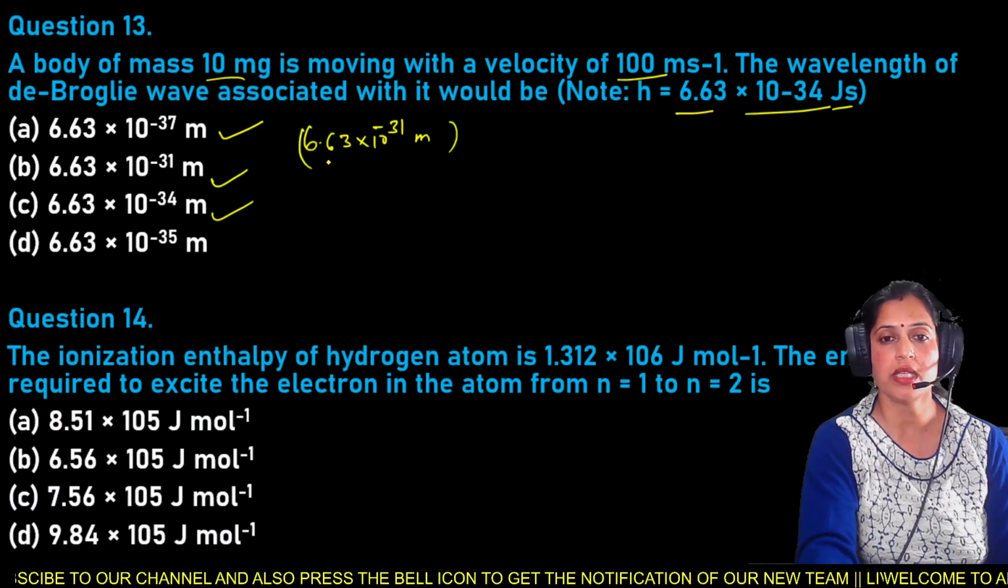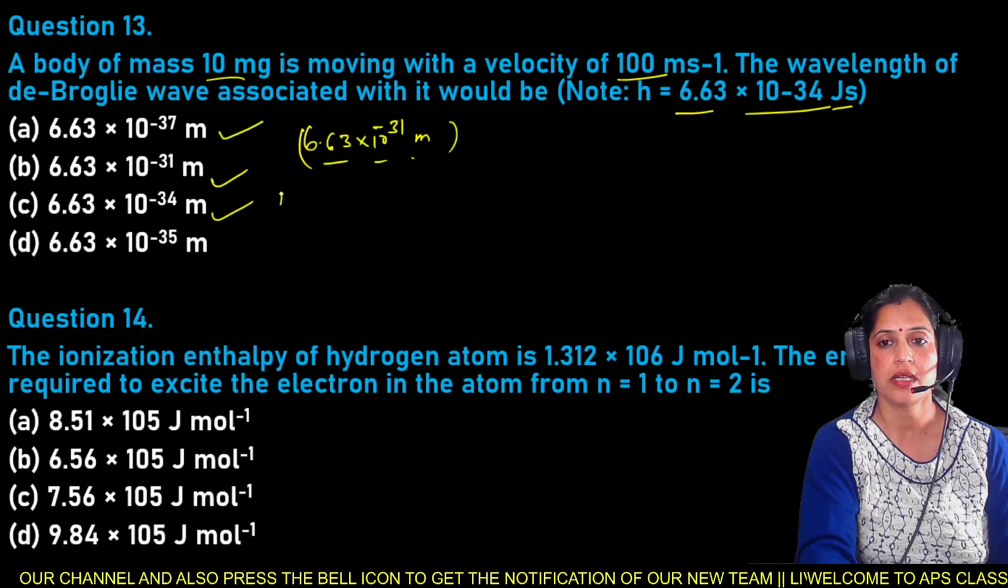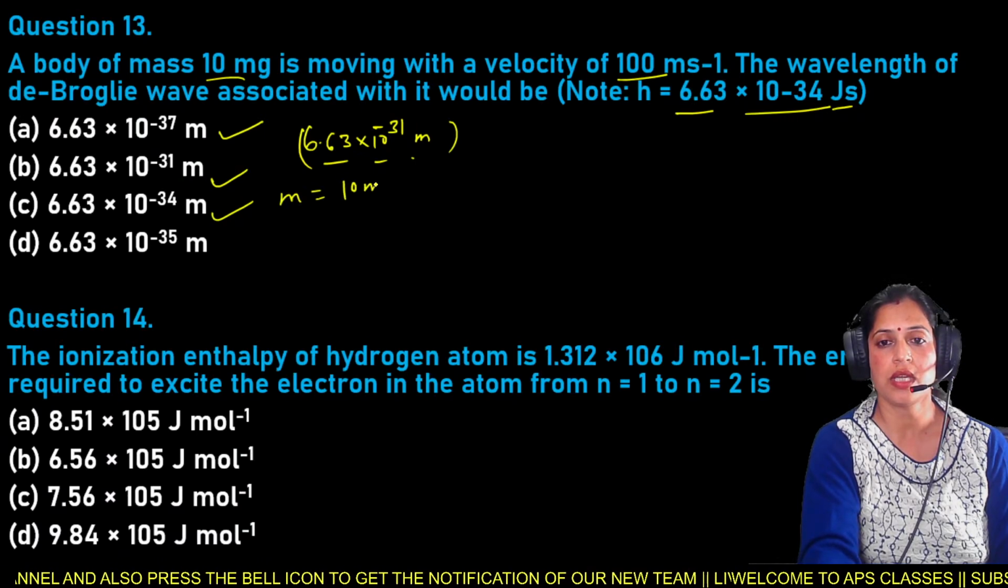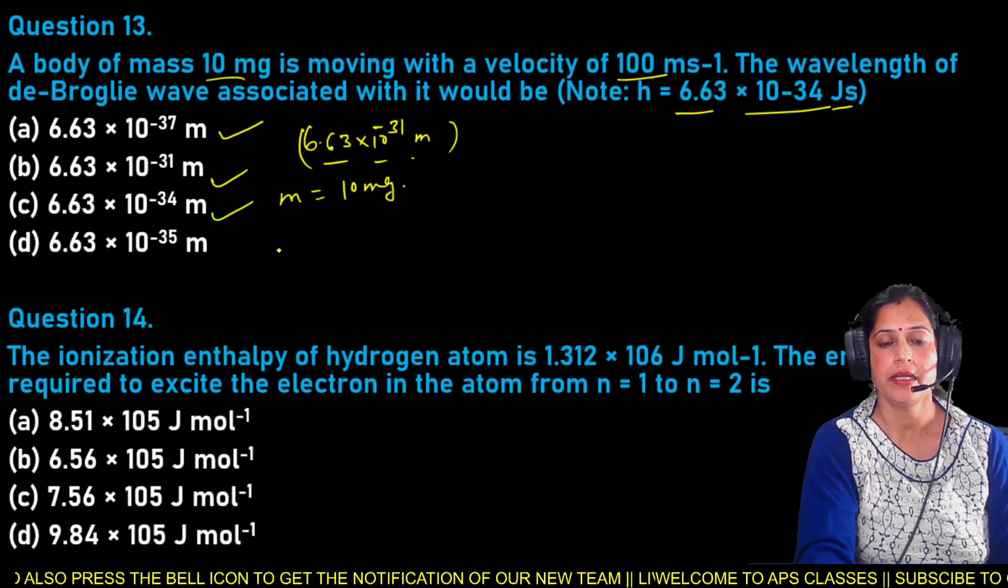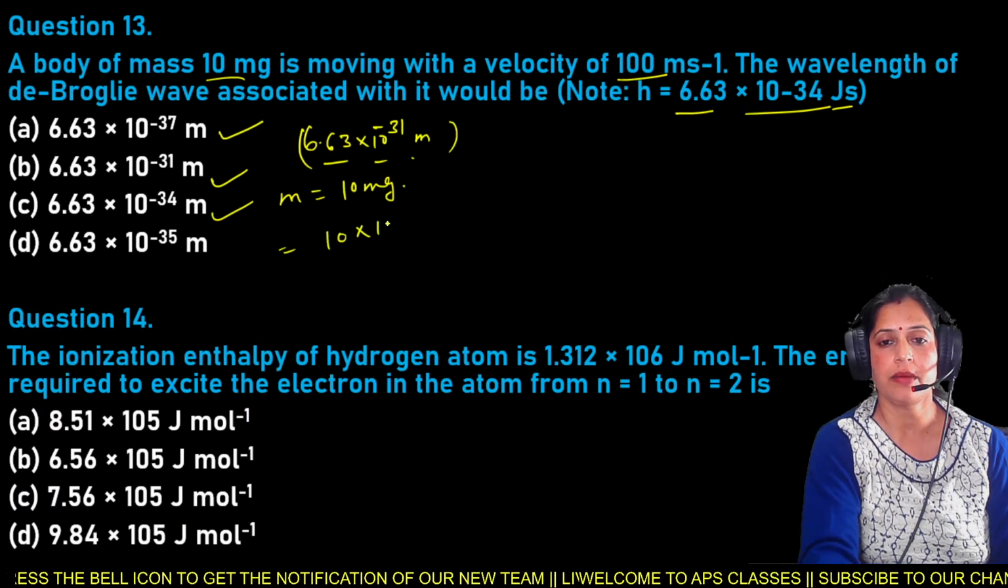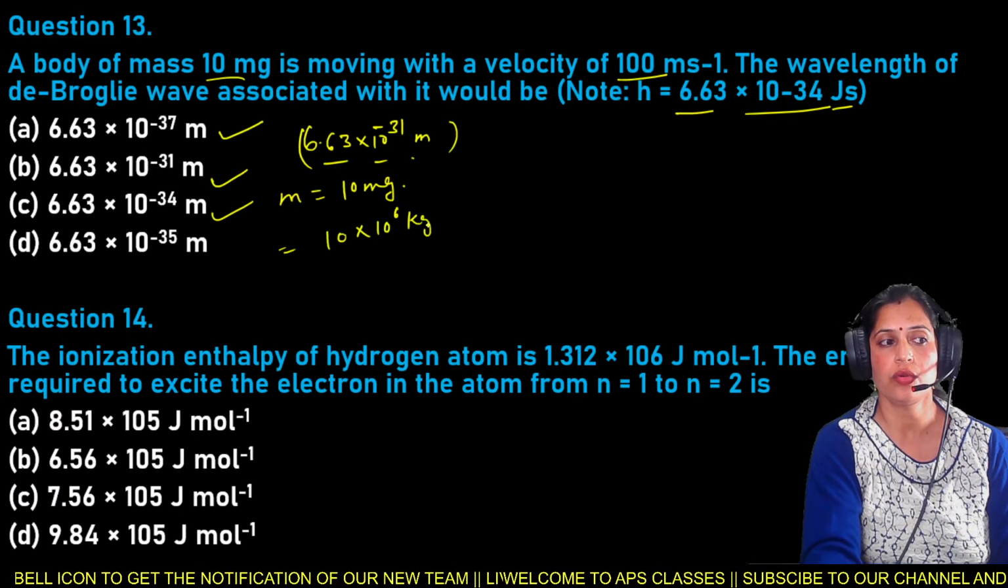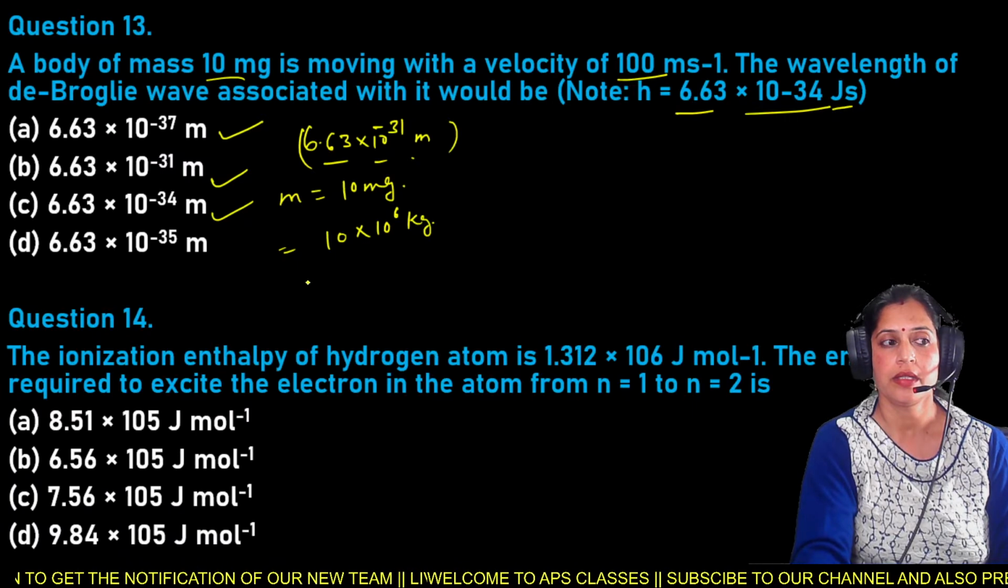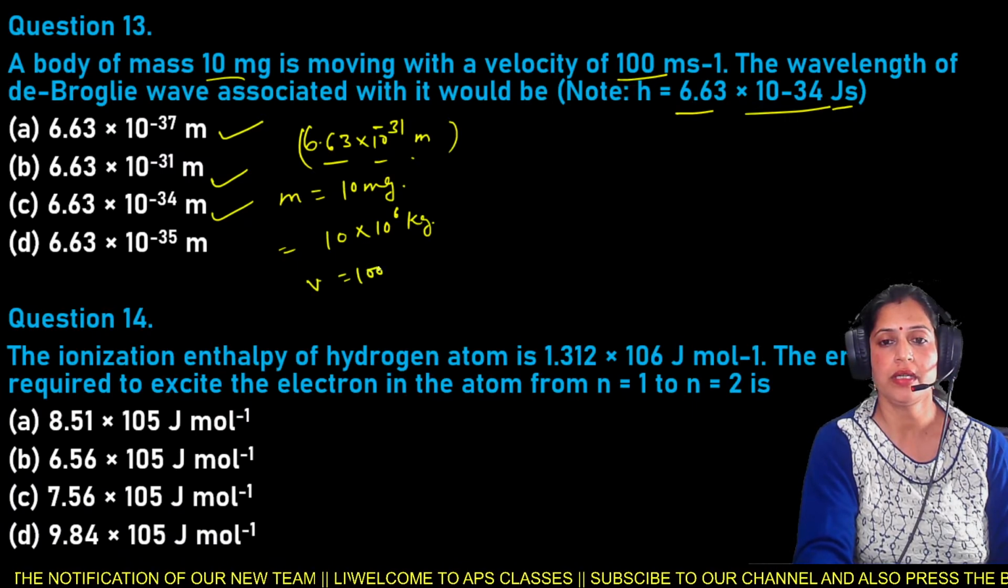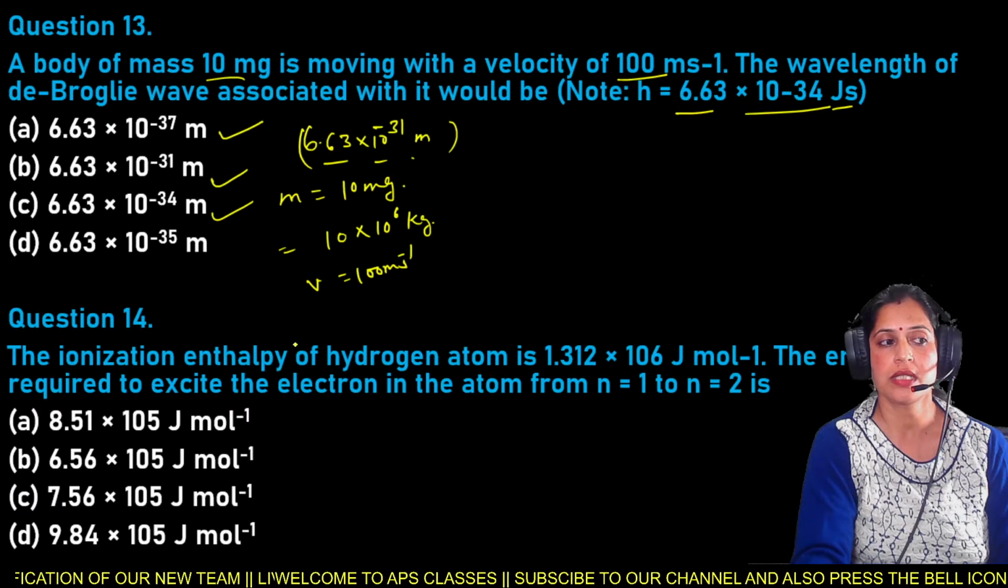6.63 into 10 raised to power minus 31. This is the right answer. Mass is equal to 10 milligram, that is 10 multiplied by 10 raised to power minus 6 kilogram. Then velocity is 100 meter per second.